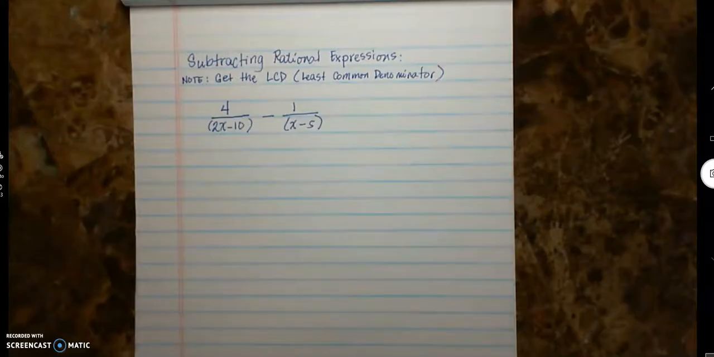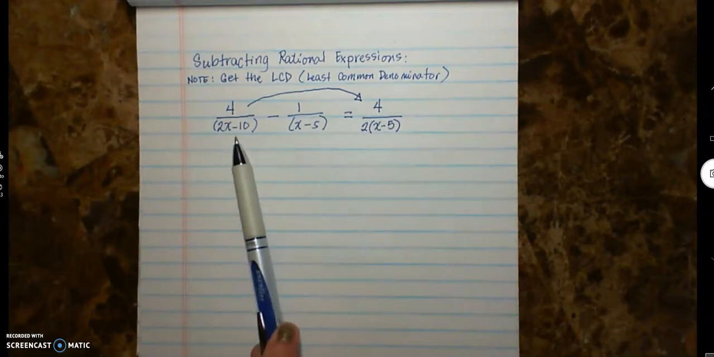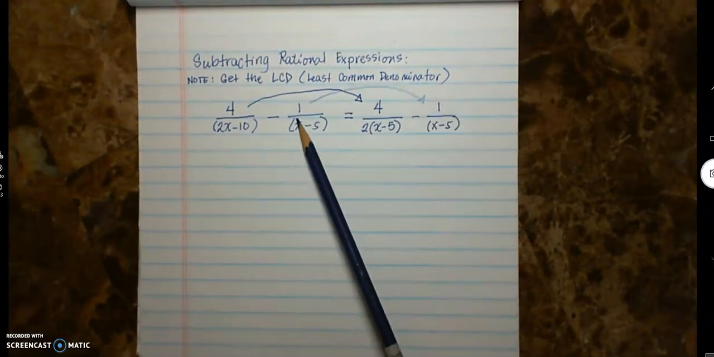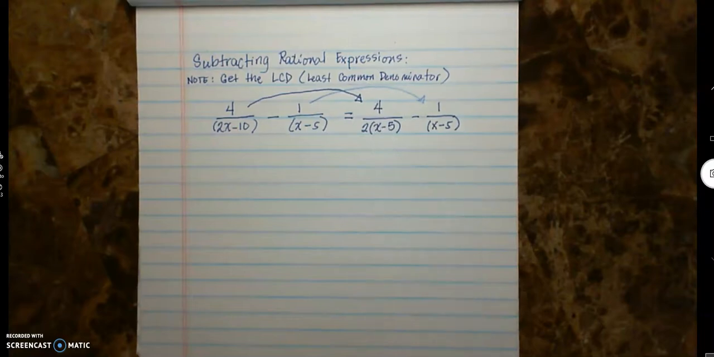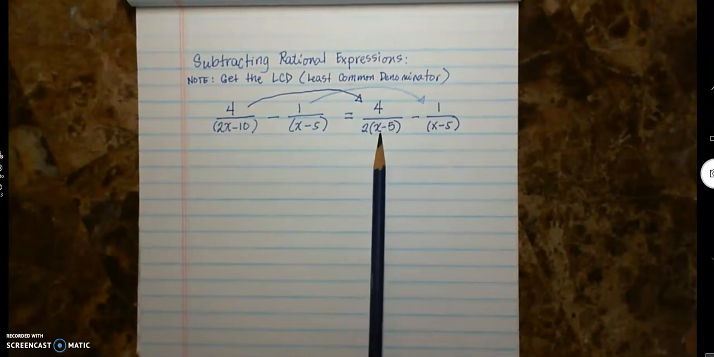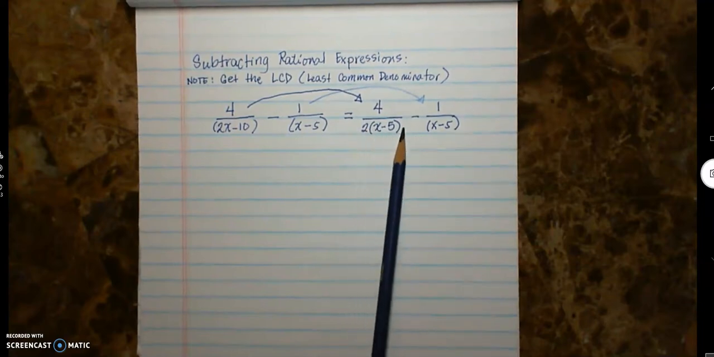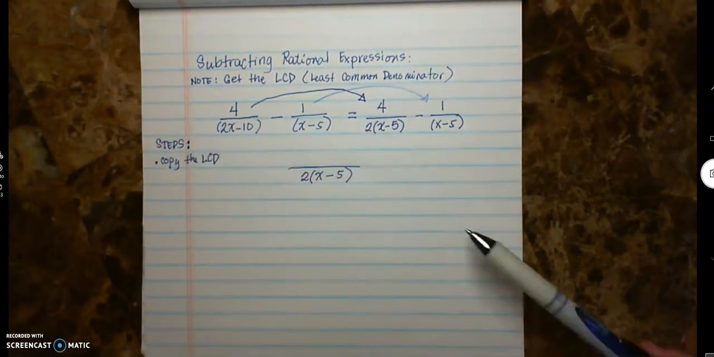Okay, so let's go ahead and do this by hand. When you're subtracting rational expressions, make sure that you get the least common denominator. So notice that if I do the common monomial factor for this denominator right here, it becomes that. And I'm just copying this down. Okay, so let's take a look at these denominators. Notice that this denominator right here is also a factor of this one. So therefore, the LCD for these two fractions is this one. That's your LCD. Okay, let's do this step by step.